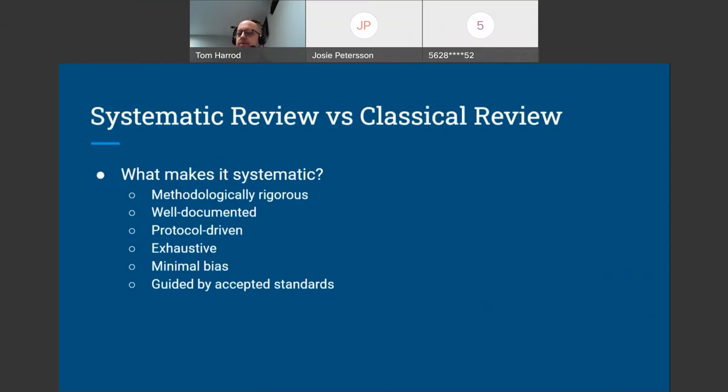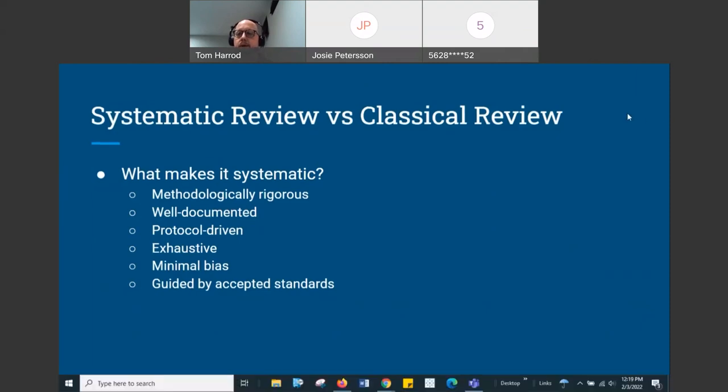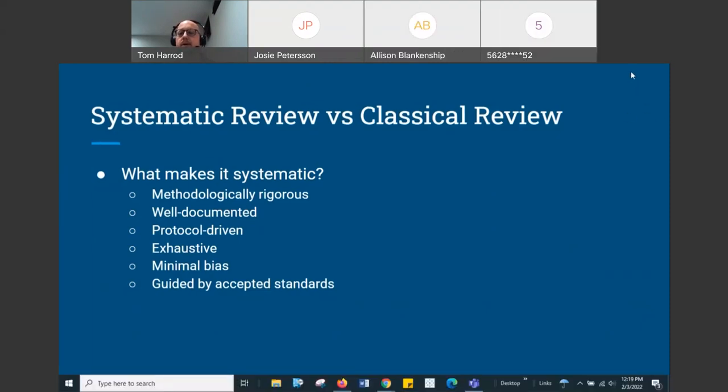And the minimization of bias, this is something I've talked about. Steps are taken to cut down on the possibility of bias being introduced into the reviews. And guided by accepted standards. This is something that I'll talk about more in the next session: the use of PRISMA and other standards that exist.